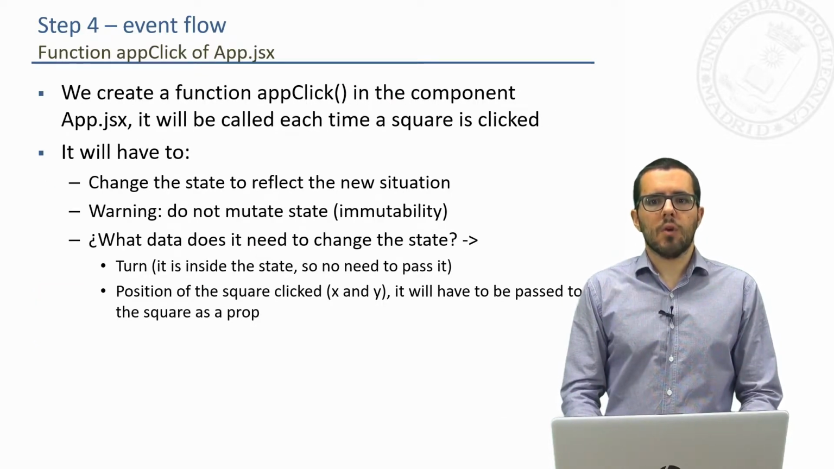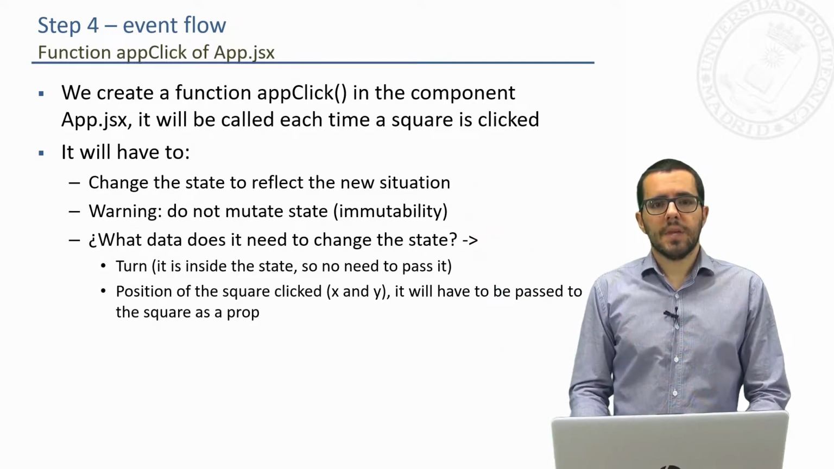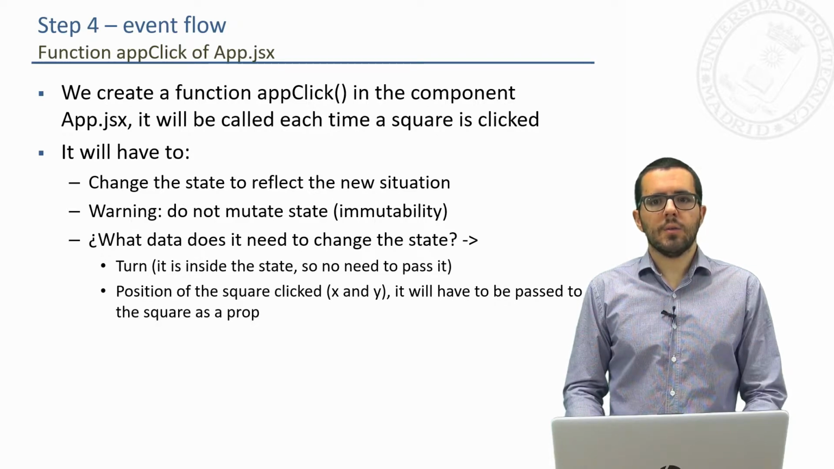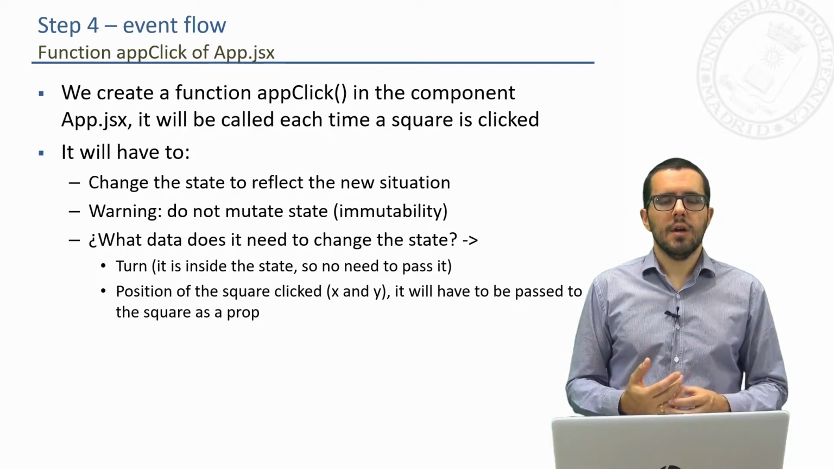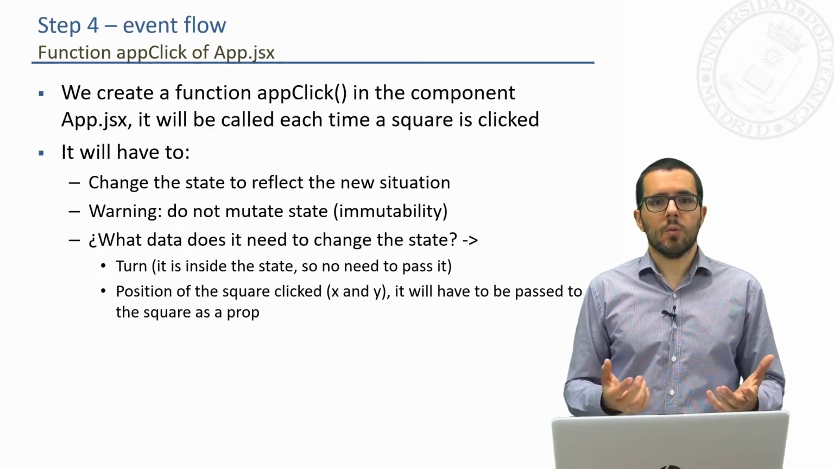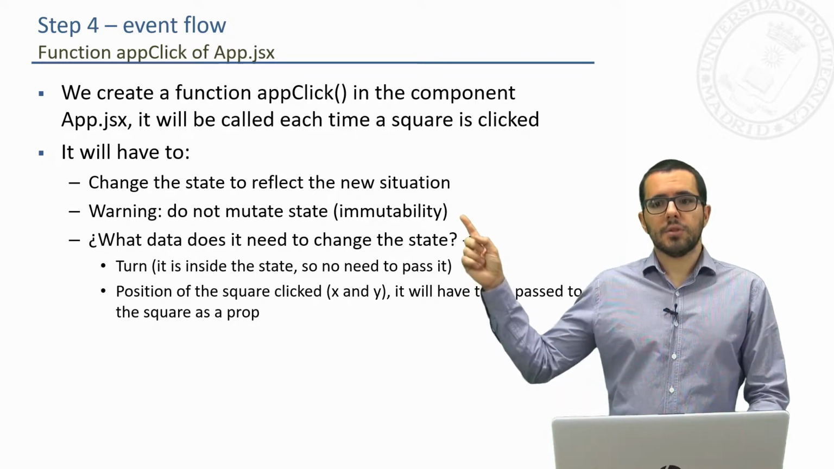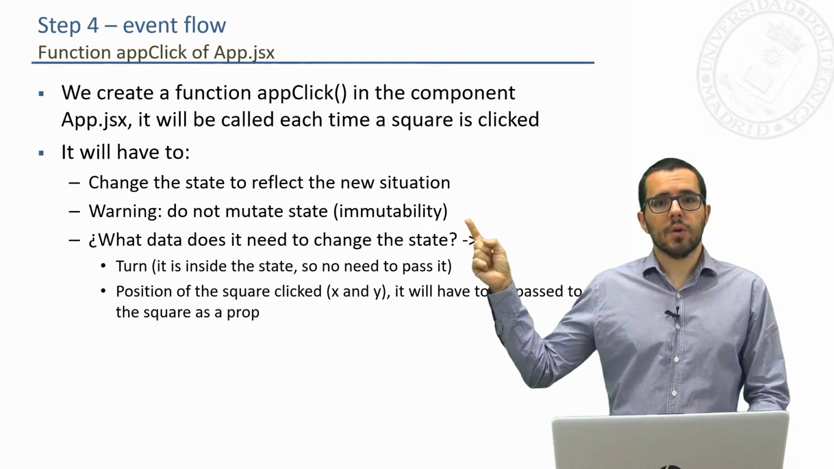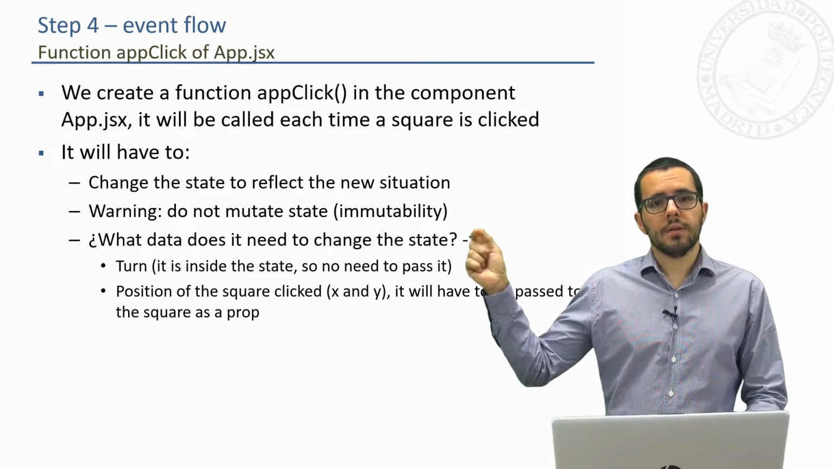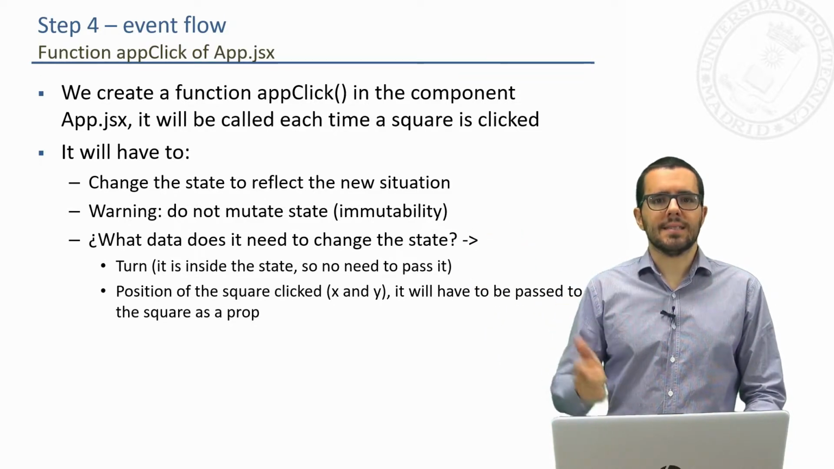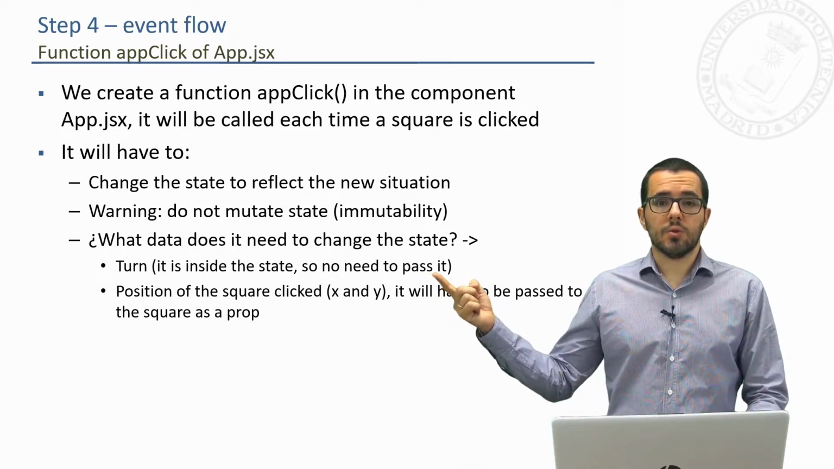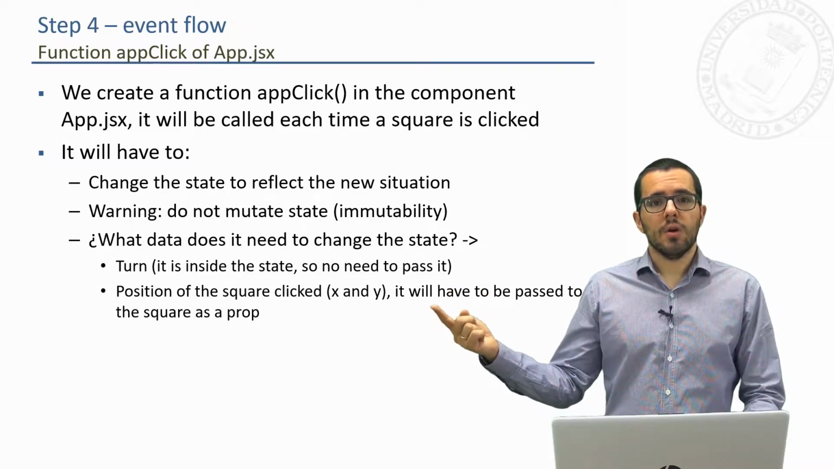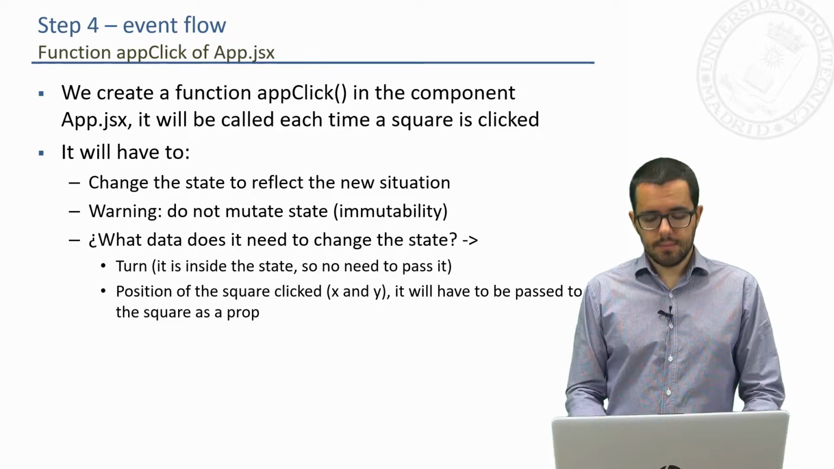So what about the event flow? What do we have to do? We will have to create this function appClick inside our app component. It will have to change the state to reflect the new situation, what happened in the application. In this case, a square was clicked by the user. Important, we are not going to mutate the state, we are going to clone it and modify the clone, and we will do a setState. And what do we need to change the state? Well, we need the turn, that is also inside the state, and we need to know what square was clicked.